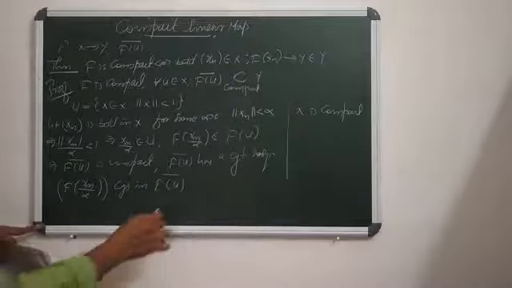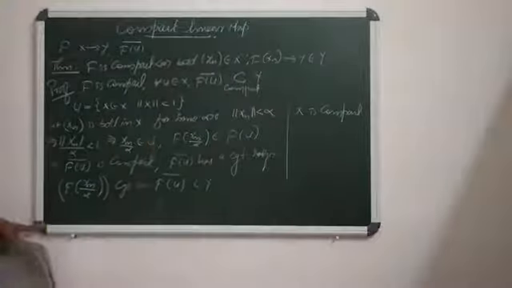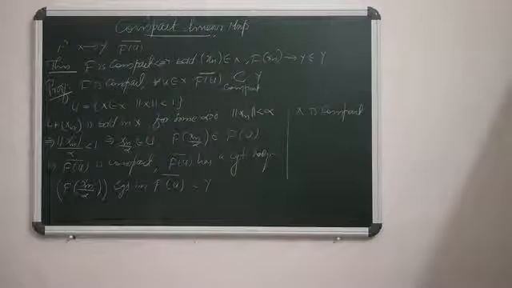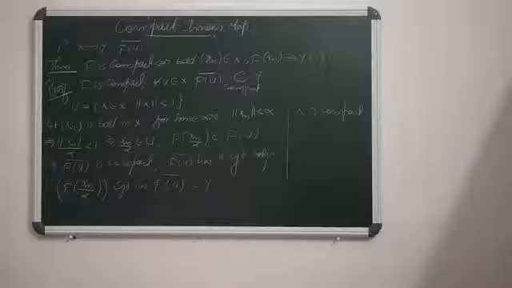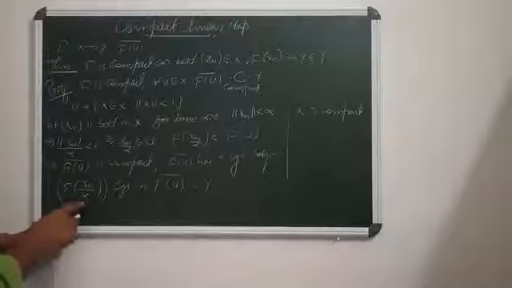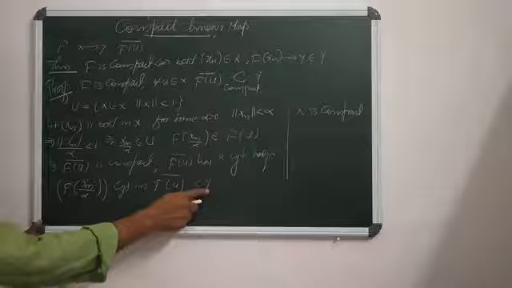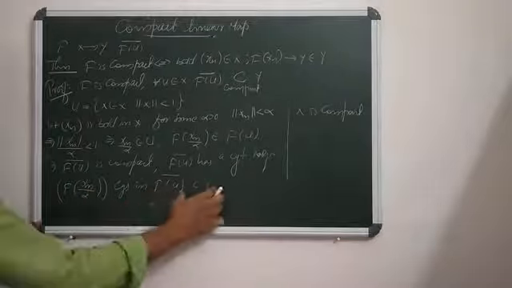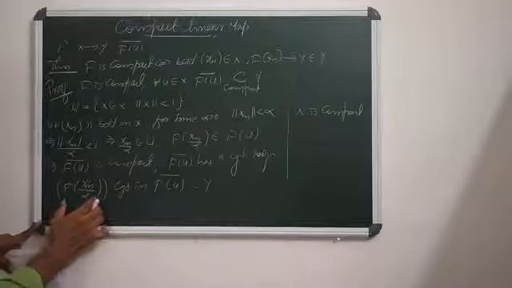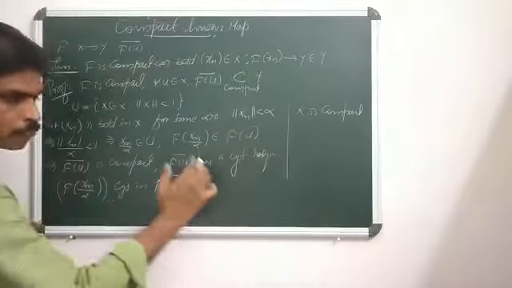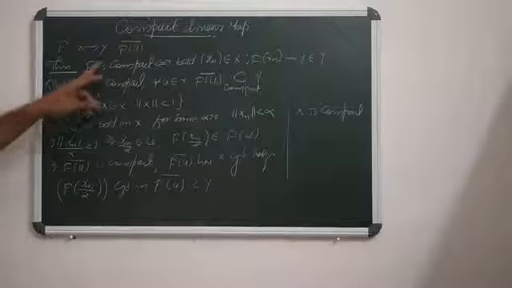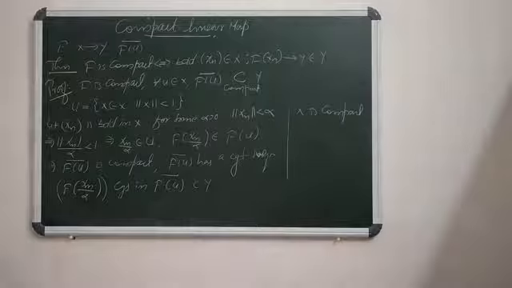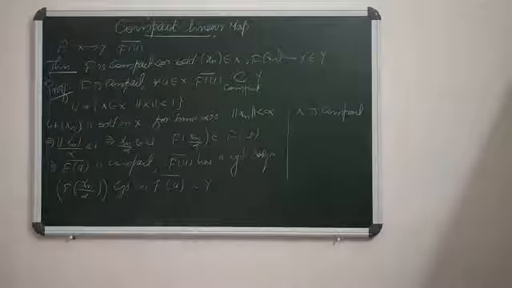Okay, f of u closure, but f of u closure is a subset of y. Why? Because f is a compact map, then f of u closure is a compact subset of y. That means the subsequence of f of xn by alpha converges in where? Subsequence of f of xn by alpha converges in f of u closure, but it is a part of y, means f of xn by alpha converges in where? Y itself. Therefore, when f is compact, then f of xn has a convergent sequence in y. So this is the first part. Clear?